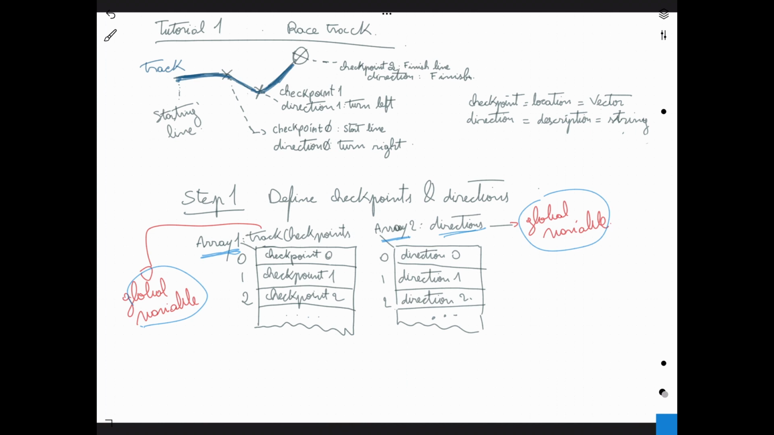The basic idea behind this is I can extend the array to add new checkpoints or different checkpoints to create a new track. Each checkpoint has an associated direction in the other array, like checkpoint 0 at index 0 in the track checkpoints array has a direction associated with it, which is in the directions array, also at position 0, and so on. Each checkpoint, like checkpoint 1, has also an associated direction in the other array.